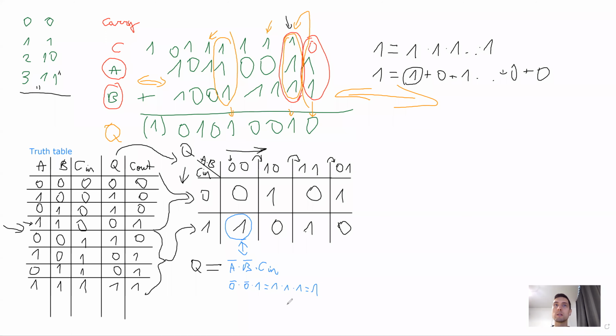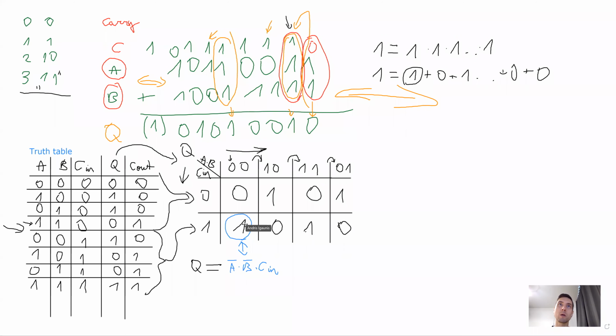Okay, so this is the system, how it's done. If you need 1, you need to have all terms equal to 1 in the multiplication, and you obtain them equal to 1 by inverting those bits.